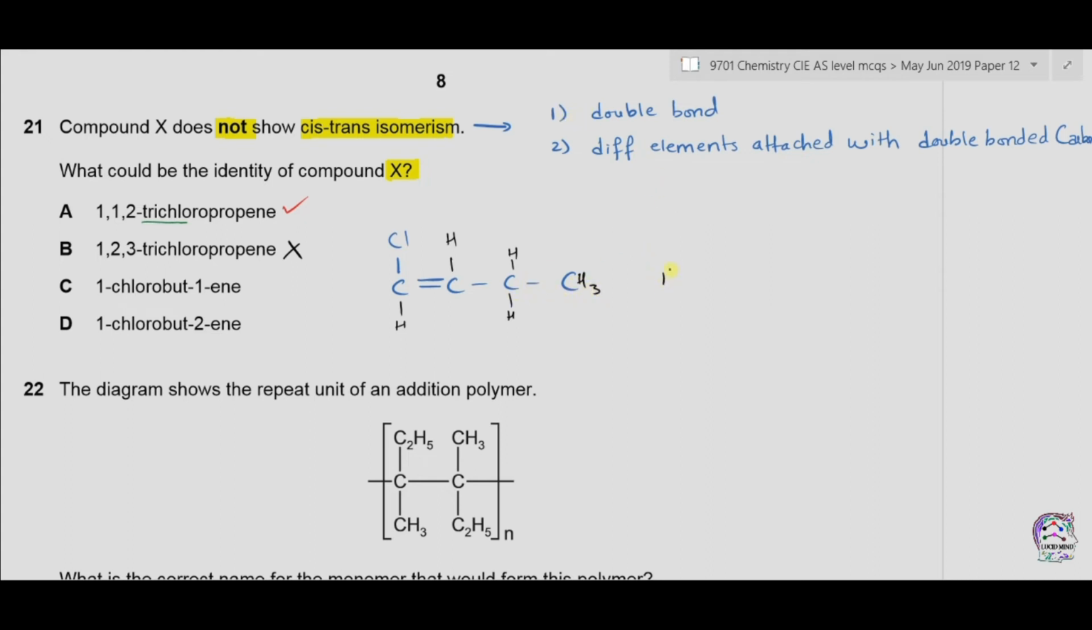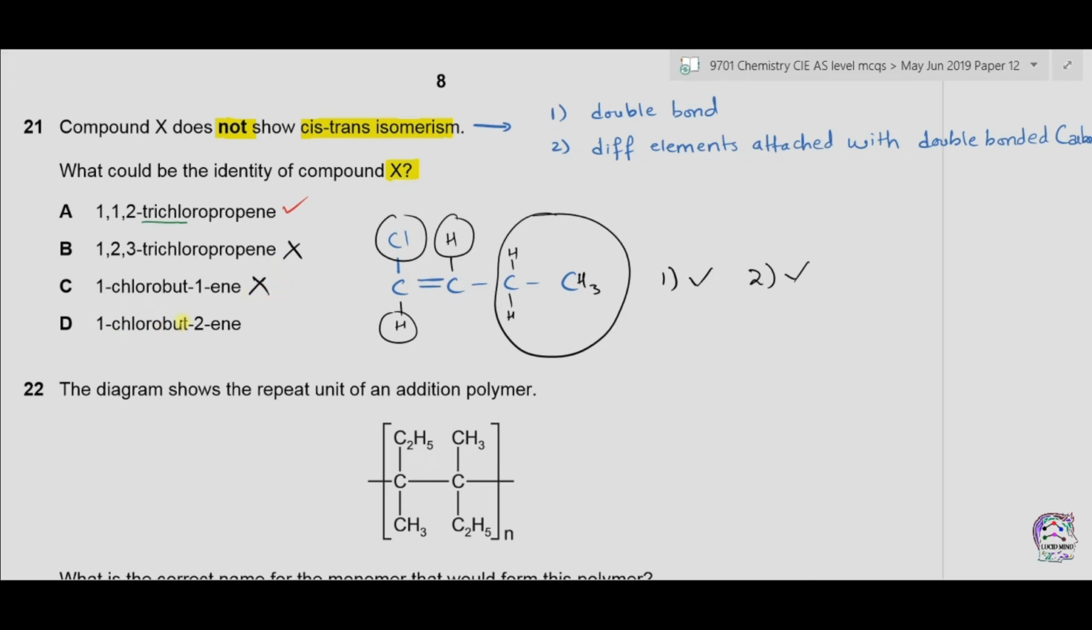Now let's find out the condition. First condition is double bond. So yes, we have a double bond. Second condition is that different elements are attached. Chlorine and hydrogen are different. Again, hydrogen and this is the different. So therefore both conditions are met and it shows cis-trans isomerism. So therefore it is not the option.